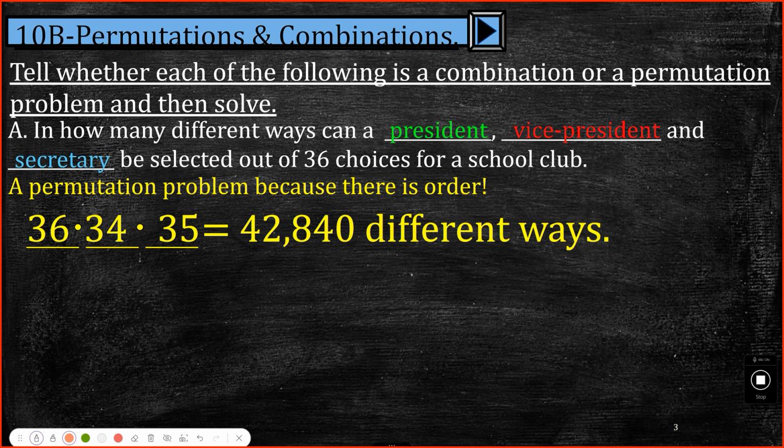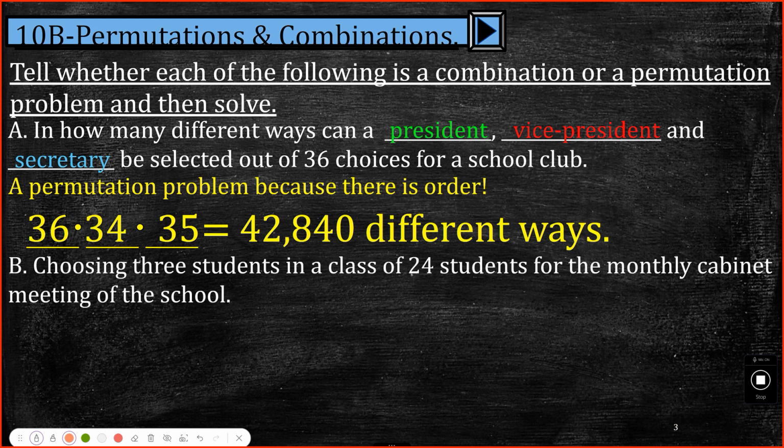So in a combination, there's no order. You say, what would you like on your pizza? Hey, throw some pepperoni on there, put some of this and that. All right. Yes or no? You understand what I'm saying? So here we go. Here's the example. I'm already saying choosing for combination. Choosing 3 students in a class of 24 students for the monthly cabinet meeting of the school.